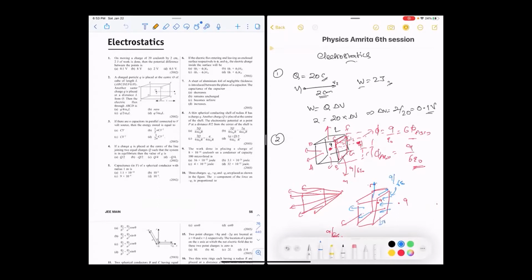So let this be X. Let this be 6X. So this is X, this is X, and this is Y. So I can say, for the 4 sides, 4X plus Y is Q by 6 epsilon naught.